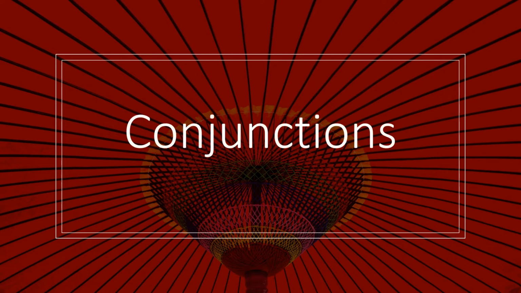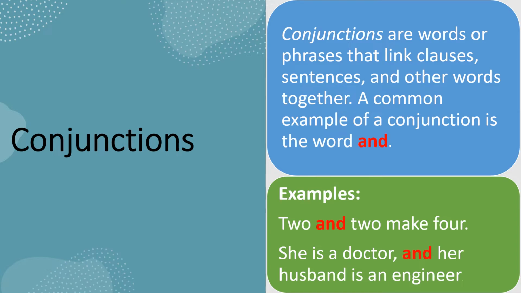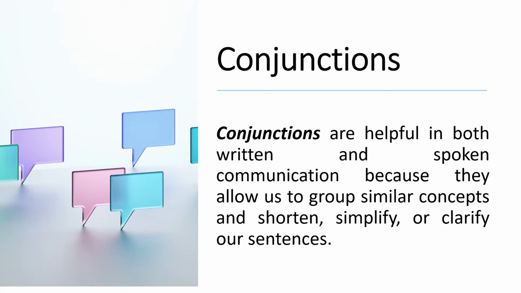Today, we will discuss conjunctions. Conjunctions are the words or phrases that link clauses, sentences, and other words together. A common example of a conjunction is the word and. Examples of conjunction are two and two make four. She is a doctor and her husband is an engineer.